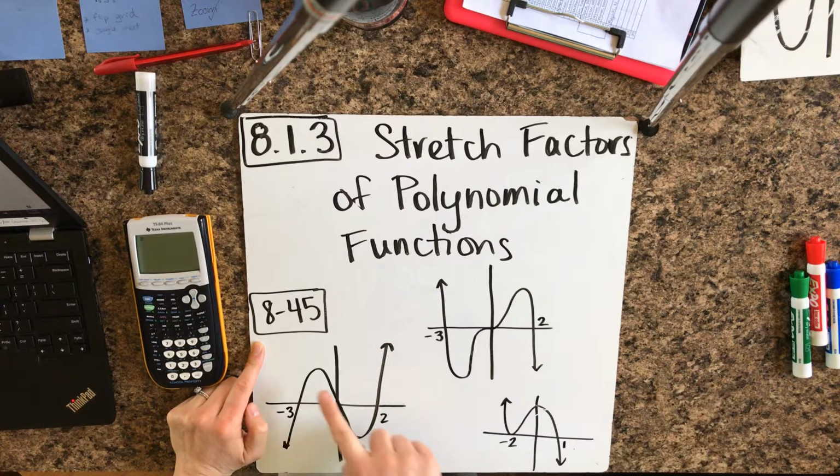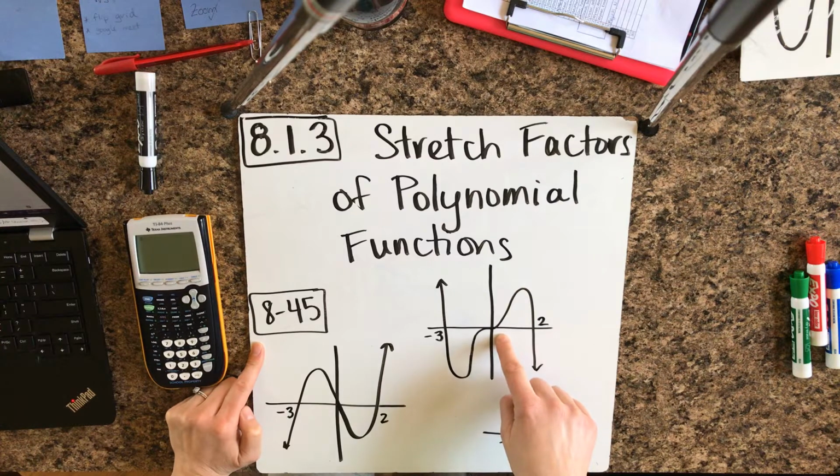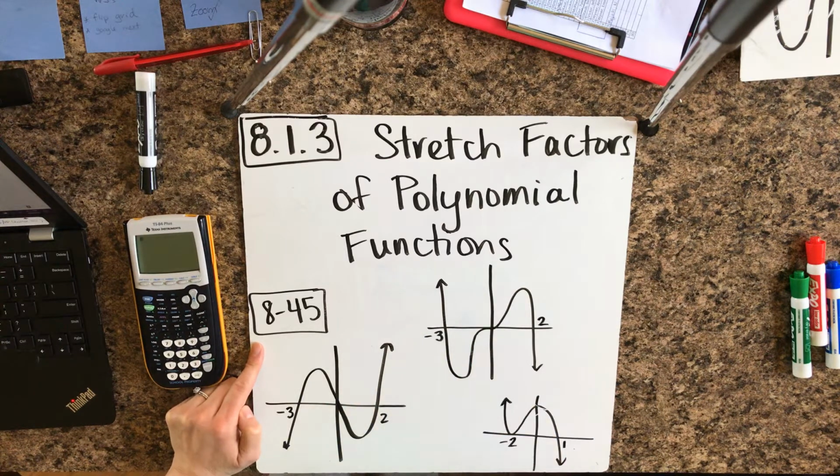Pay attention to the orientation of the graph. Pay attention to the zeros of the graph. Remember, zeros are another name for x-intercepts or solutions. And also pay attention to if there are bounces or lounges. Okay, go ahead and pause the video, write three possible equations for this.